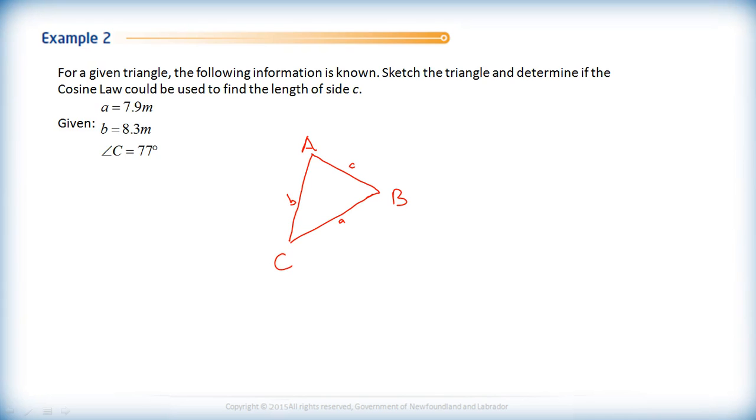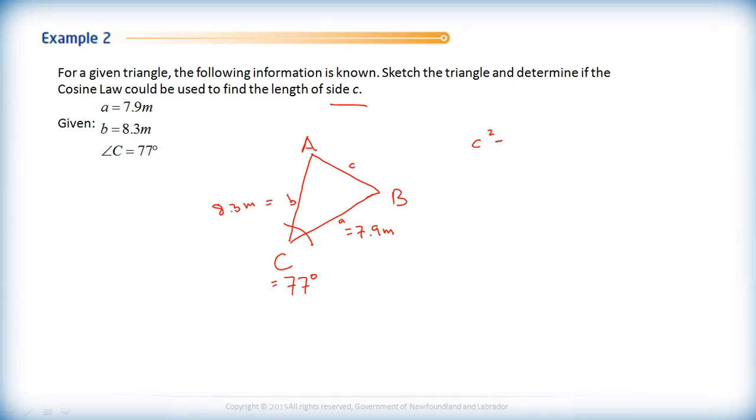And then we're going to put on that diagram some numbers. So we know that side A is 7.9 meters. So this one is 7.9 meters here. And side B is 8.3 meters. So here we've got 8.3 meters. And angle C is 77 degrees. So that's this guy down here. That one's 77 degrees. So we're using this to find the length of side C if we can.